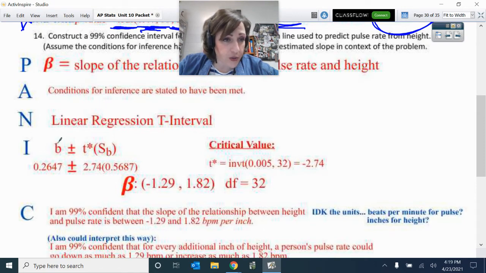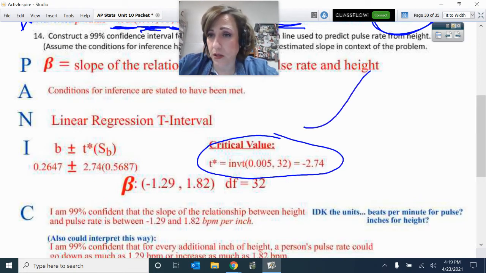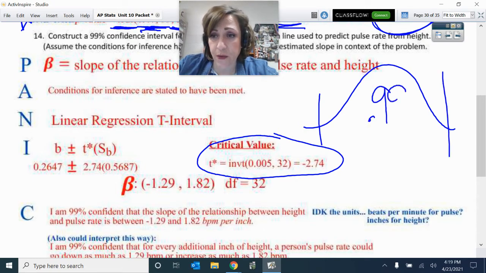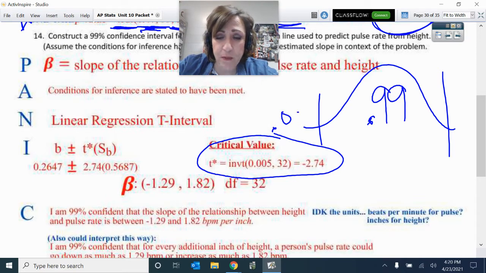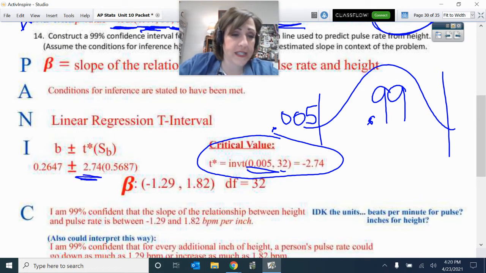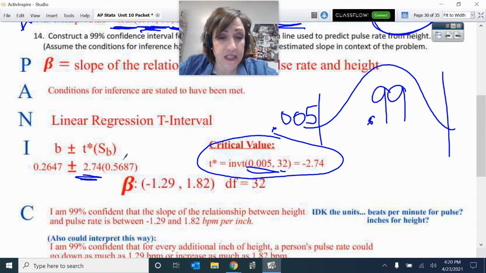But again, we're going to do our sample slope plus or minus that critical value here. Okay, so how am I getting this critical value? I need to be, again, 99% confident. So, okay, what's the common mistake? What's in this tail is not 0.05, but 0.005 and 32 degrees of freedom. So that critical value is negative 2.74. Got the positive and the negative of those, and then the standard deviation of the slope.